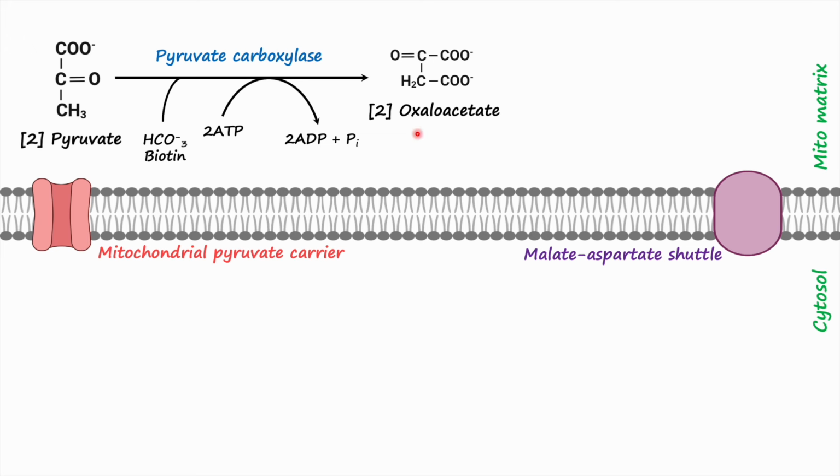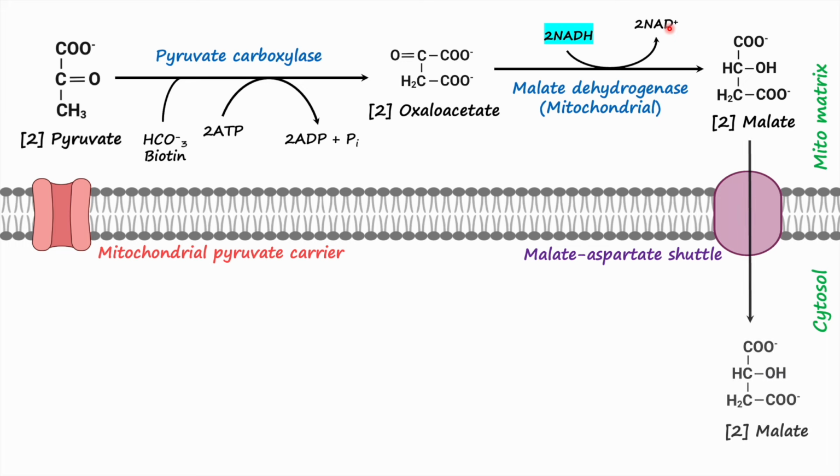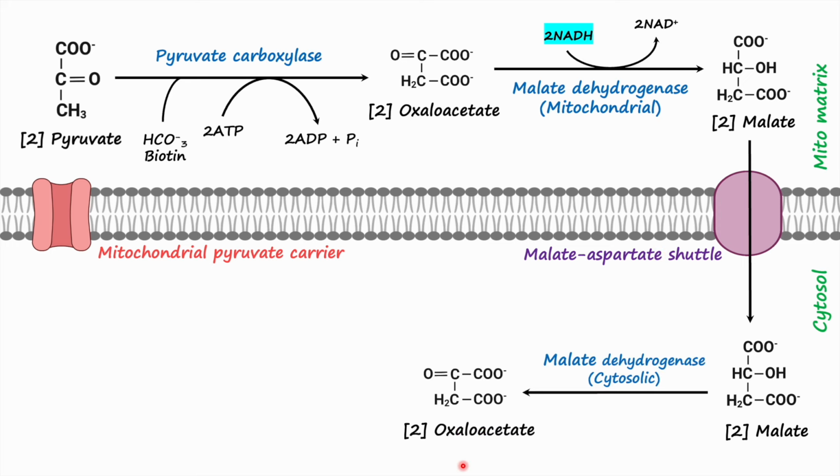Now, oxaloacetate produced in this reaction cannot actually cross the mitochondrial membrane. Therefore, oxaloacetate must first be converted into malate with the help of mitochondrial malate dehydrogenase enzyme. In this reaction, NADH is oxidized to NAD+, and malate is then transported into the cytosol through the malate aspartate shuttle, and malate in the cytosol is then converted back into oxaloacetate with the help of the cytosolic form of malate dehydrogenase enzyme. And in the reaction, NAD+ is reduced to NADH, and NADH then enters the electron transport chain to synthesize ATP.